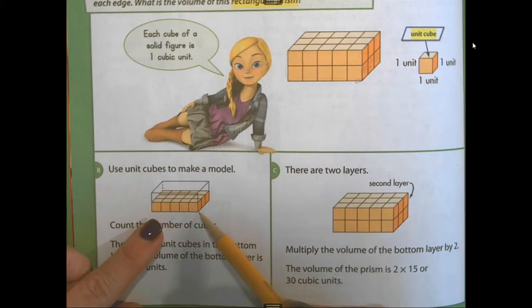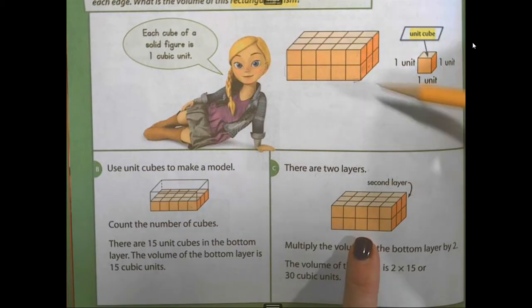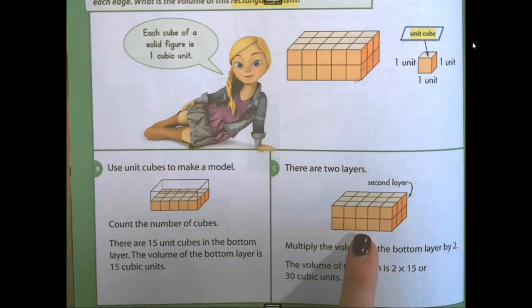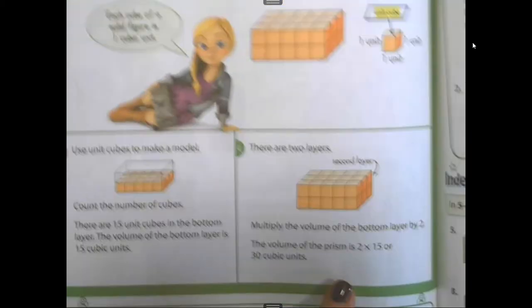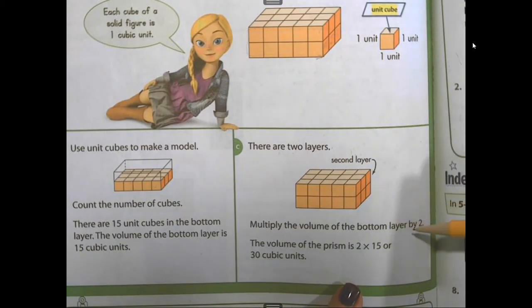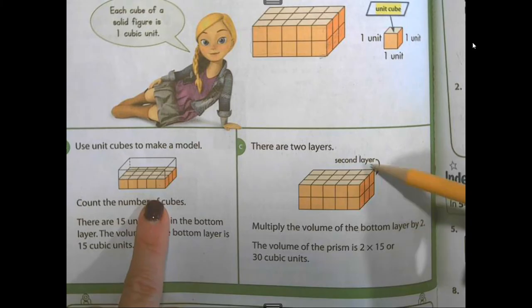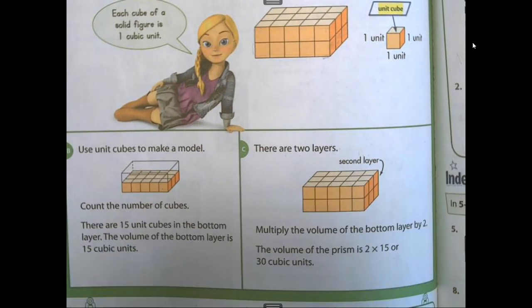Now what they would tell us is that there are 2 layers. So if the bottom layer has 15 unit cubes, the second layer is also going to have 15 unit cubes, and you would just multiply one of your layers times the number of layers. So 2 times 15 would give us those 30 cubic units.